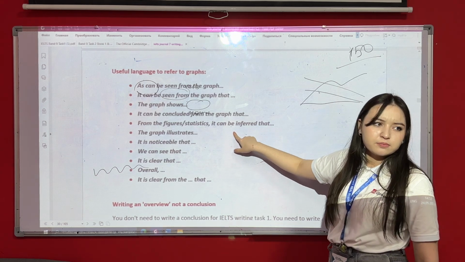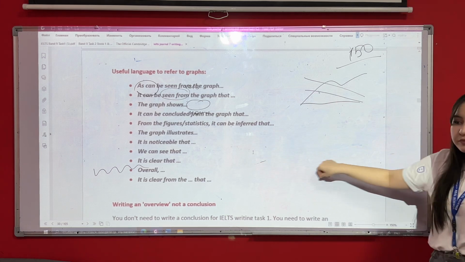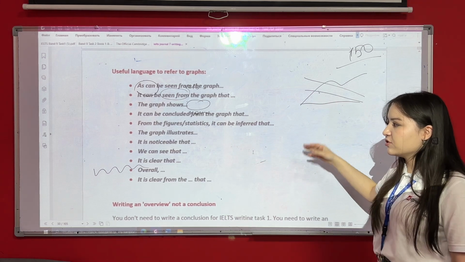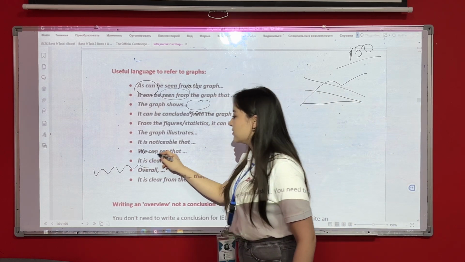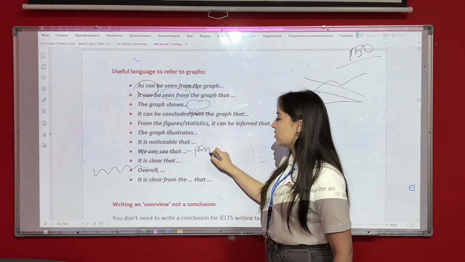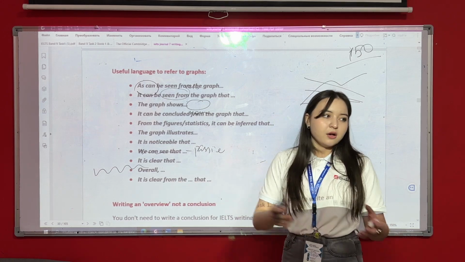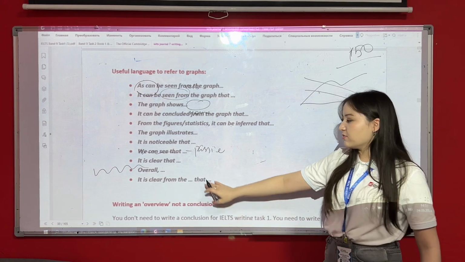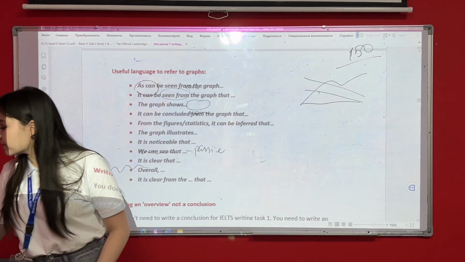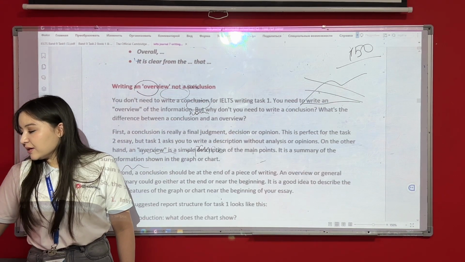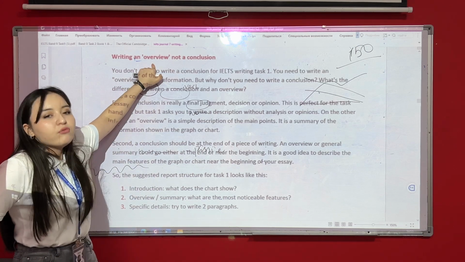What does infer mean? Infer, это сделать выводы, правильно? Inferred, the graph illustrates. It is noticeable that we can see that. No, please don't use this. We can see that. Use the passive voice. It can be seen. Okay. It is clear that overall, it is clear from the bar chart, pie chart, line graph that this. Okay. Then was this. And here, guys, in writing task 1, you have to write an overview.